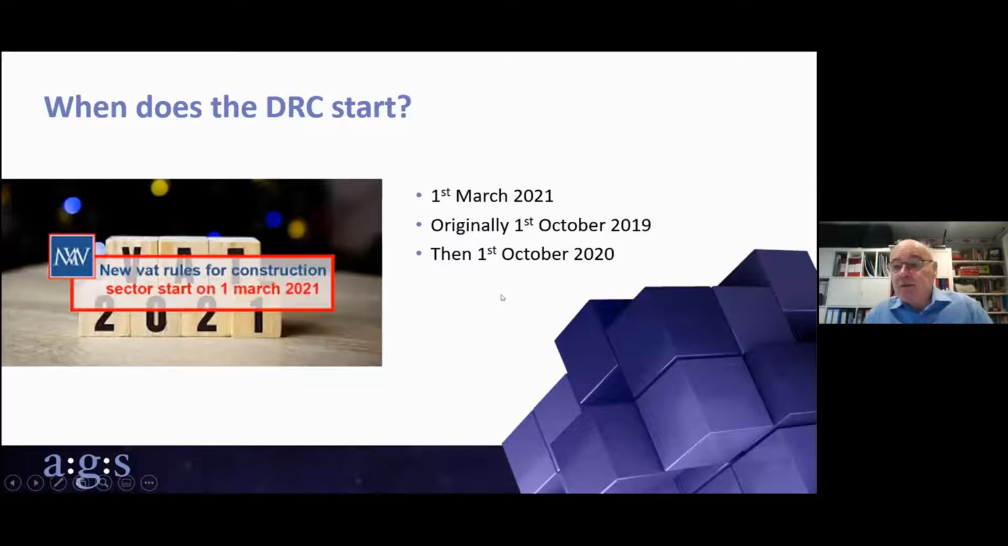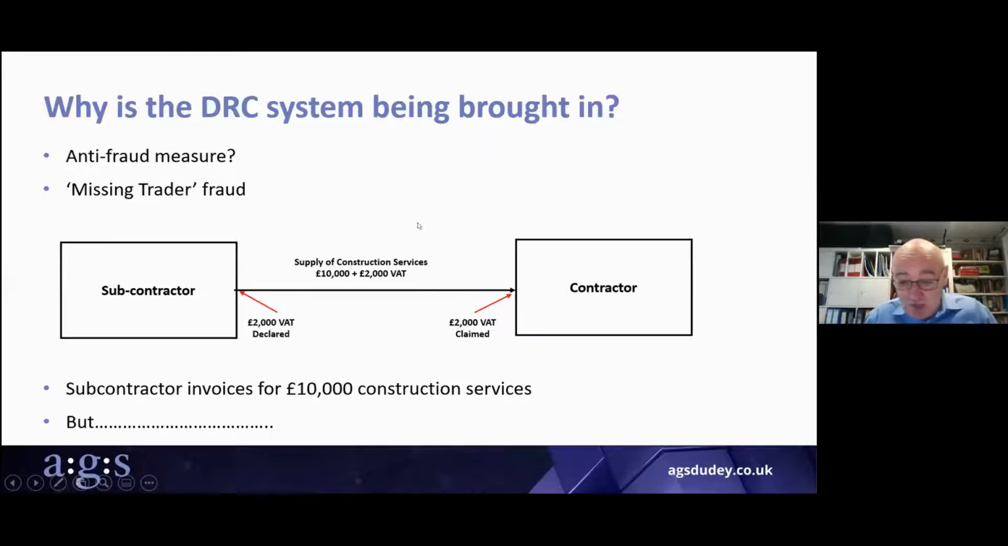When is it happening? Well, obviously, you know that it's happening very soon, next week on the 1st of March. It was originally going to be in October 2019, delayed, then it was going to be October 2020, delayed by COVID. But it is happening next week, and that is going to take place. Question people often ask is, why is it happening? Isn't it just an unnecessary complication? The answer to that is that HMRC are bringing it in as an anti-fraud measure.